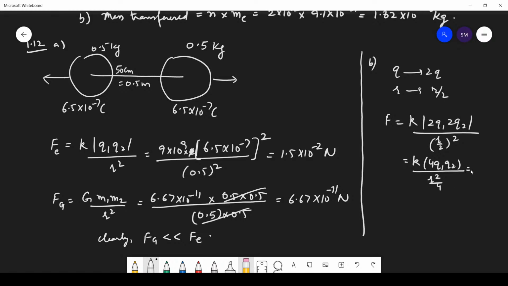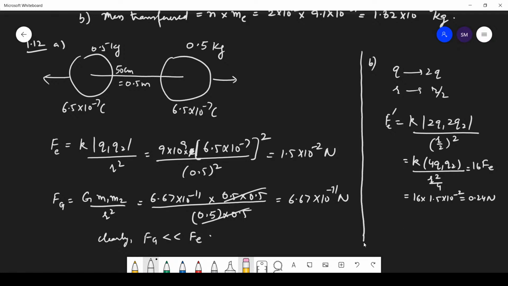So this comes out to be 16 times. This force F dash is 16 times, because the 4 will go, divided means 4 upon R square, so 4 into 4 is 16, and K Q1 Q2 by R square is Fe. So it is 16 times Fe. Simply multiply this with Fe, we get 16 into 1.5 into 10 to the power minus 2, that equals 0.24 Newton.